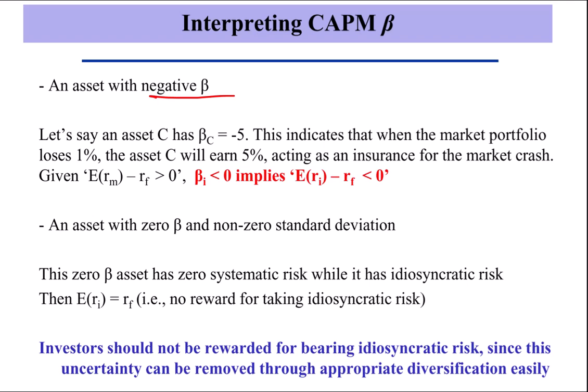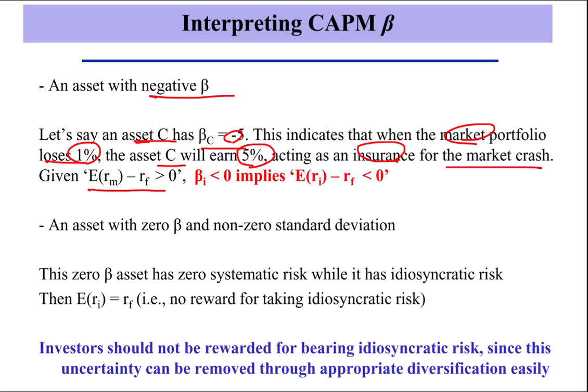Let's say an asset C has a negative beta of minus 5. This indicates that when the market portfolio loses 1%, the asset will give you 5% profit. That's the meaning of the negative sign, negative covariance. So you can interpret this asset as an insurance for a market crash. When the market goes down, this asset will give you a positive return.